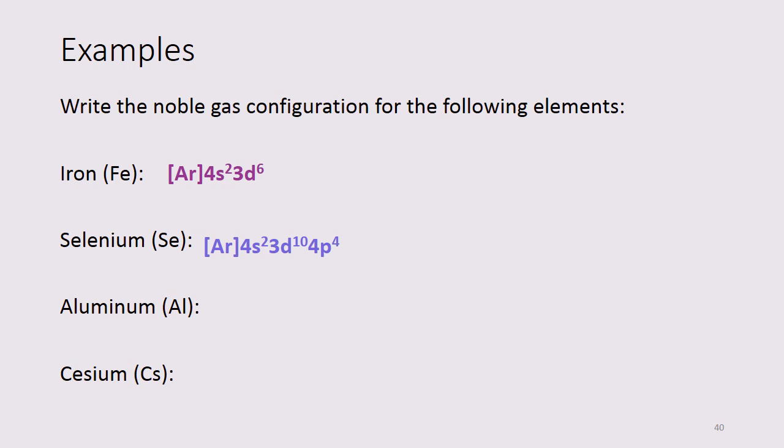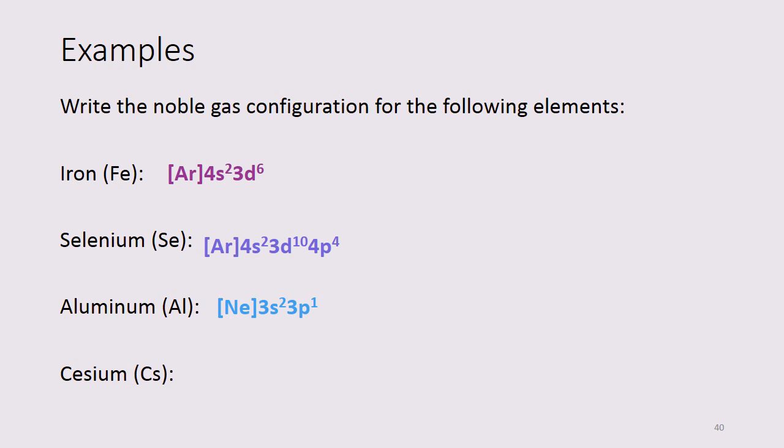All right, aluminum. Aluminum is in the third row. So we have to go back to the second row noble gas, which is neon. So neon goes in brackets. After neon is 3s2, and then aluminum is 3p, and it's the first one, so it'd be 3p1. Neon, 3s2, 3p1. Okay, finally cesium, Cs.